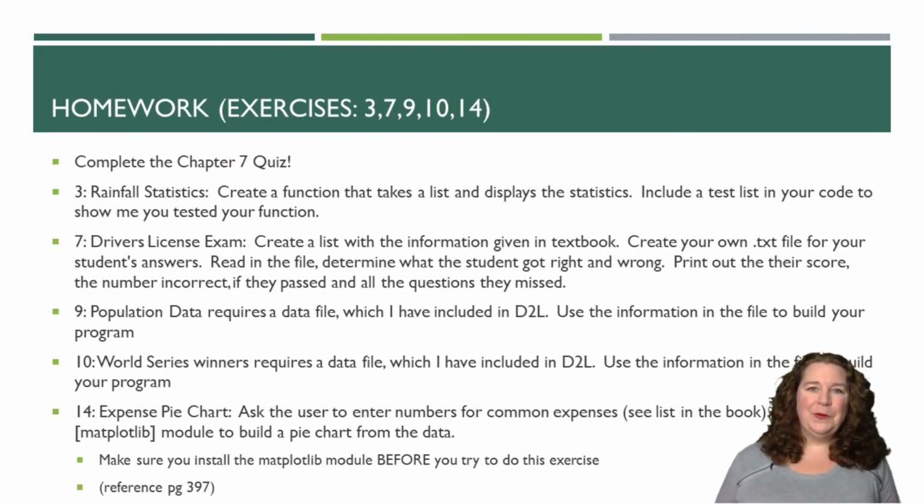Okay, so for your homework, don't forget to do the Chapter 7 quiz. After that, there are 5 exam exercises. The first one is the rainfall statistics, which is number 3. You are going to make a function. Remember, we did functions, so you know how to make functions. It's going to take a list as a parameter, and it's going to display the statistics that go along with it. So read the directions in the book.